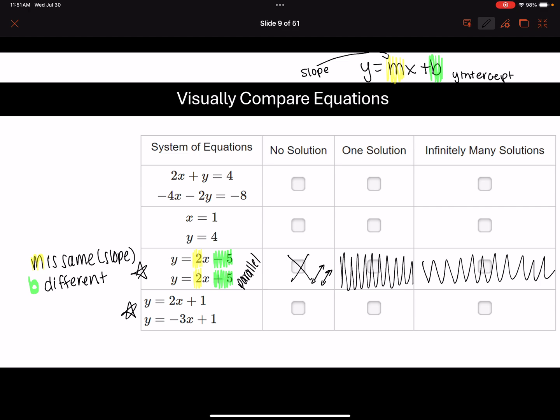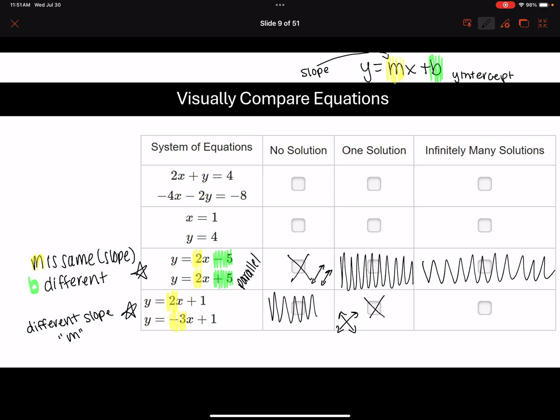Let's take a look at the example on the bottom. I'm going to do the same thing. I'm going to look at my slopes first. I have a slope of 2 because it's in front of x, and a slope of -3, which is in front of x. I have different slopes. When the slopes are different, that always gives the same answer. That is always one solution. That means they are going to cross somewhere eventually. We don't know where yet without graphing or solving algebraically, but we do know that they're going to cross.